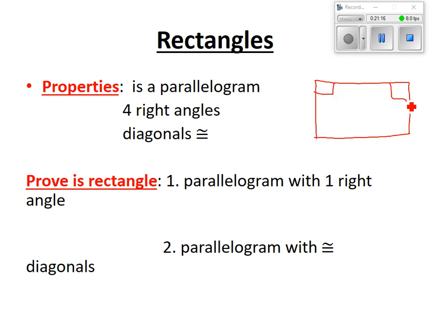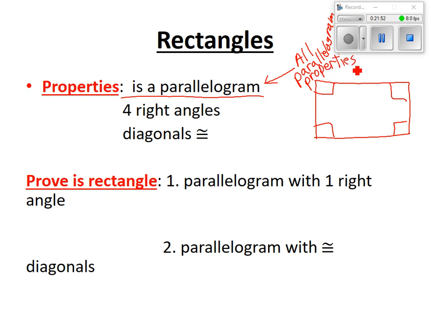Now, it also is a parallelogram. So if it's a parallelogram, guess what other properties it has? The diagonals bisect each other. All the properties that you just wrote down a minute ago, all those properties for a parallelogram work for a rectangle. So you might want to write that down here. All parallelogram properties. So everything that works for a parallelogram works for a rectangle.